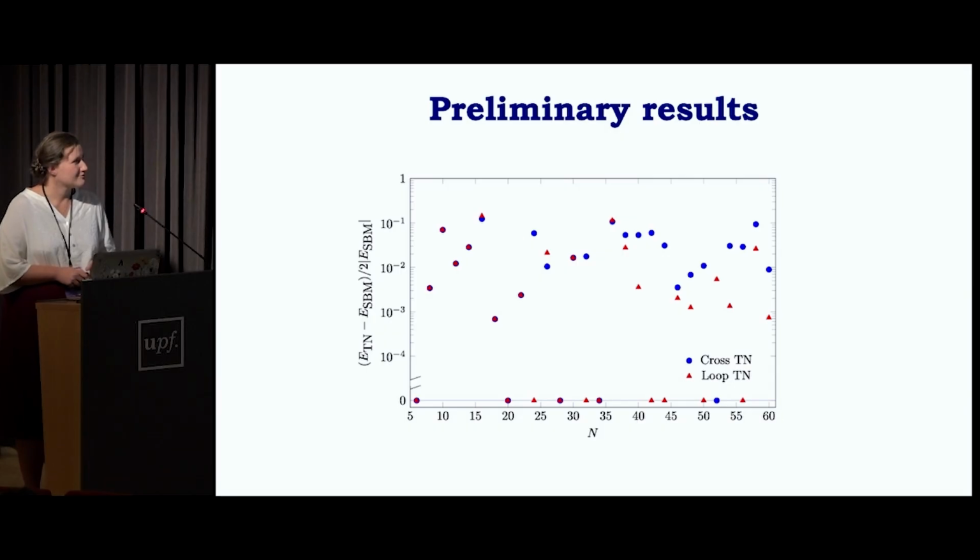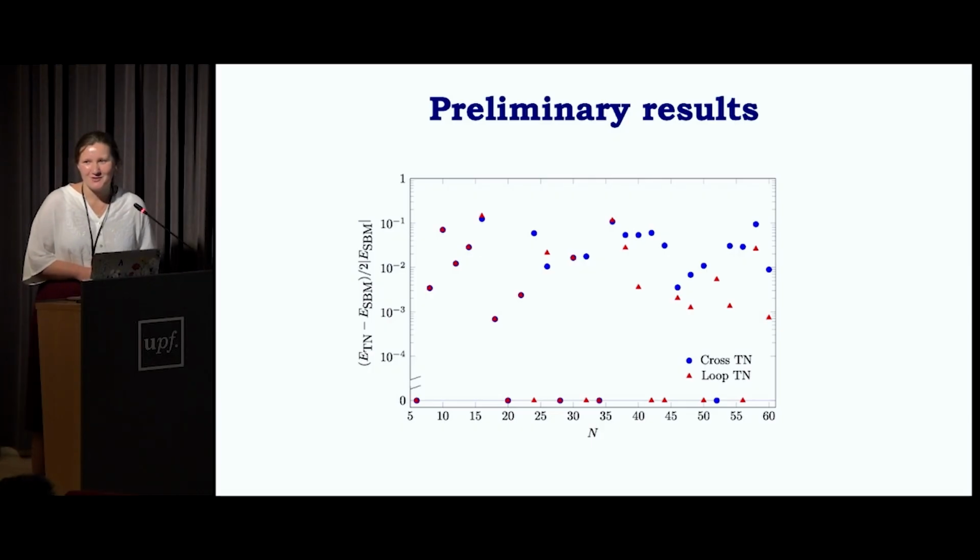Here we tested random instances with system sizes from 6 spins to 60 spins. And we tested it against SBM, simulated bifurcation. You may see that for the smallest problem sizes, both the cross and loop representations give us similar results. However, for larger system sizes, the loop representation seems to be better than the cross representation. Sometimes we are able to identify the ground state, but in many cases, unfortunately, we are not.